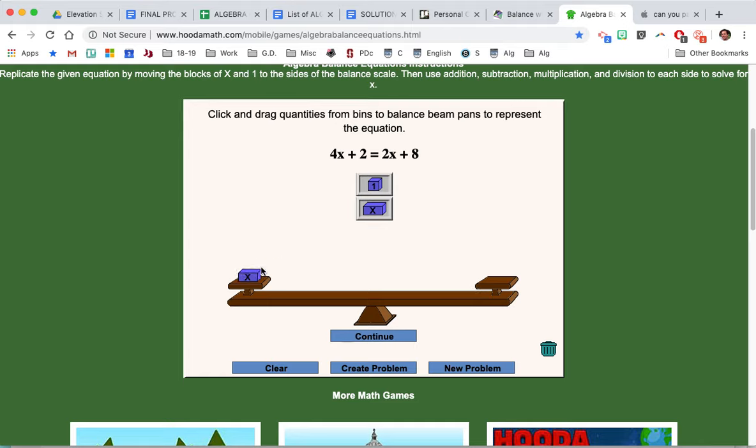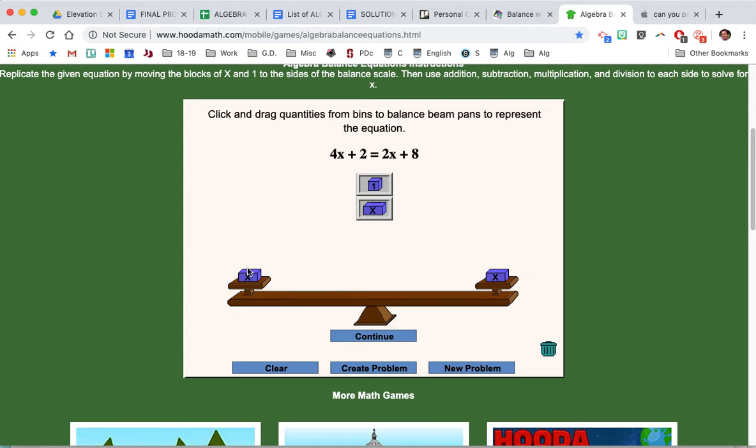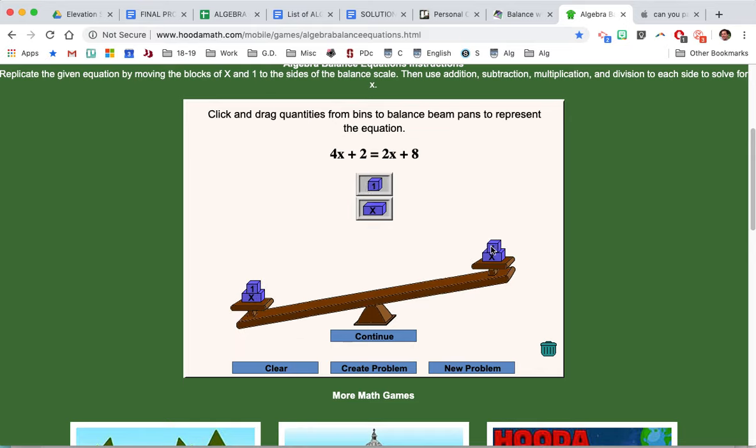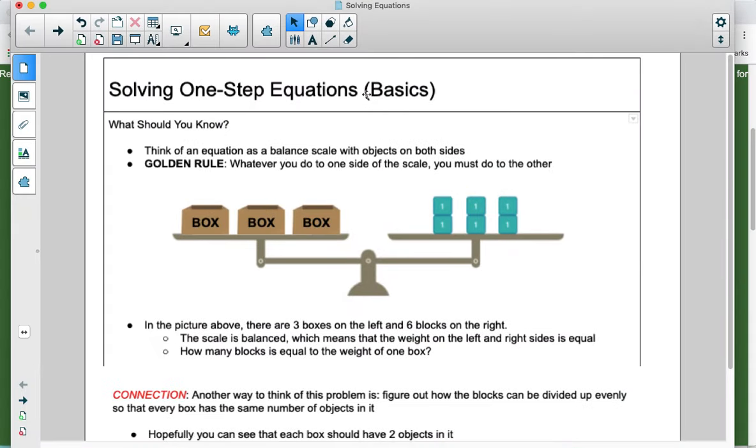Now, if I were to put a block or a box on the left side, notice that the scale becomes unbalanced because I didn't do to the right side what I did to the left side. It's only until I do the same operation to both sides of the scale or equation that I get a balanced level scale. If I add 1 to the left side, I must add 1 to the right side. That is the golden rule of solving equations. Never forget that.